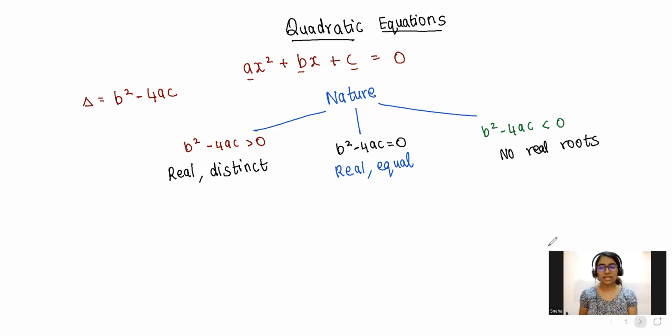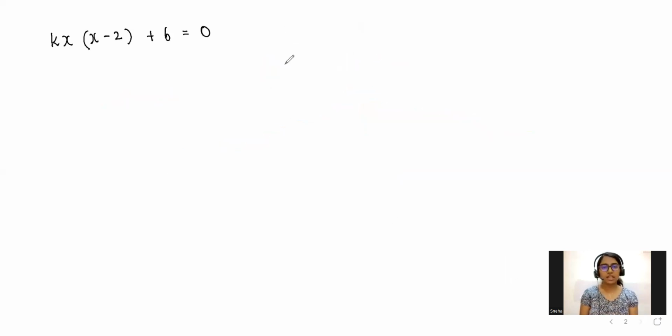From this topic, you can expect definitely one question in your exam. If you take a look here, they have given us an equation and they're asking us to find the nature of the roots. The equation has a value of k, and they are asking what the possible value of k could be. They have given us that the roots are equal. So if the roots are equal, I know that the discriminant b square minus 4ac will be equal to 0.